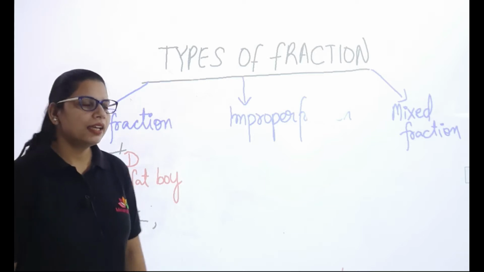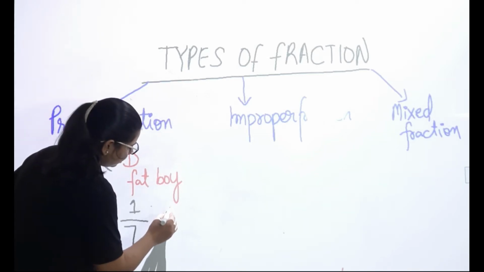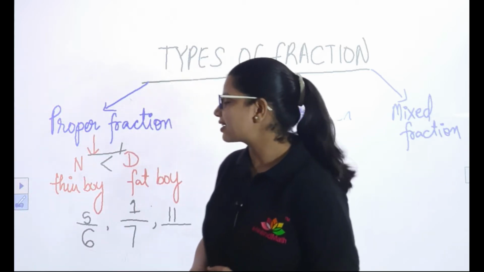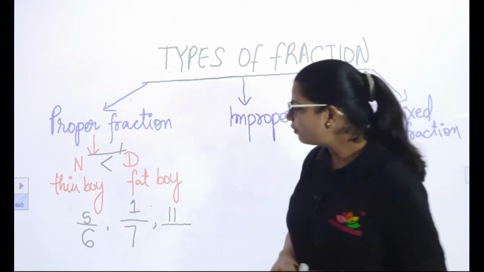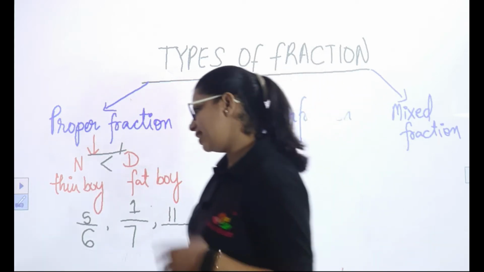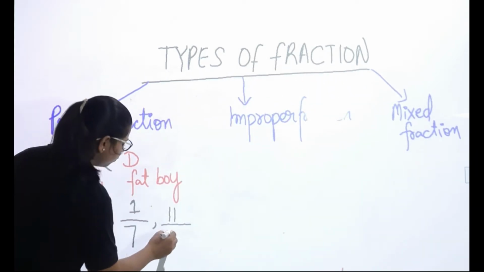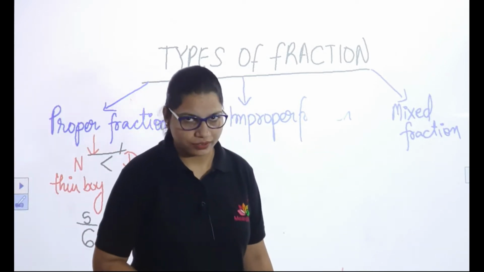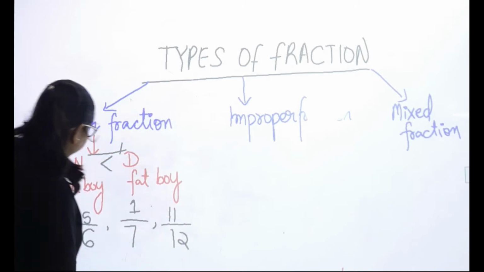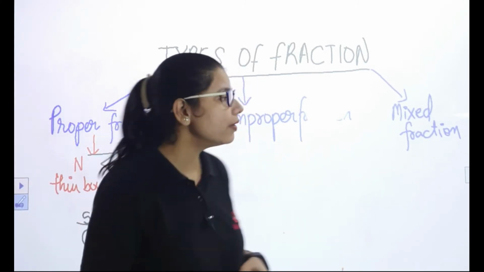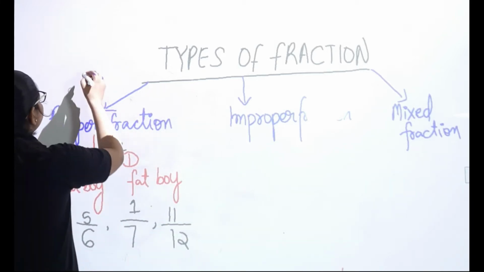If I say the numerator is 11, what will be the denominator here to make it a proper fraction? Think and tell. It could be, yeah, starting from 12, it could be anything. 12 or bigger than 12, right? So these types of fractions which have the denominator stronger, so always remember this picture.